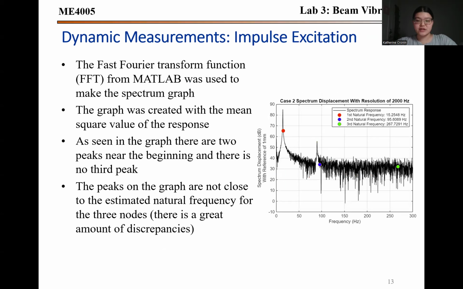Here is case 2 again with the beam and the FFT function used from MATLAB. It's used to make the graph, and you can see that there are 2 spikes. And then you can see where the first, second, and third natural frequencies are shown. Unfortunately, again, mine don't quite hit where they are. And again, I believe that's because of discrepancies like noise or data acquisition.